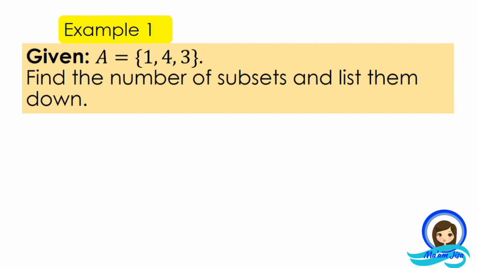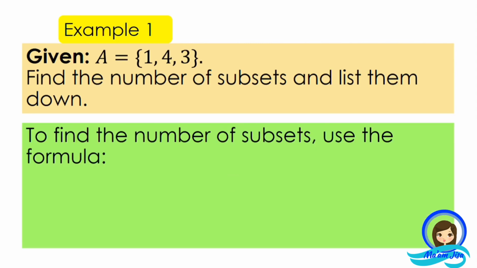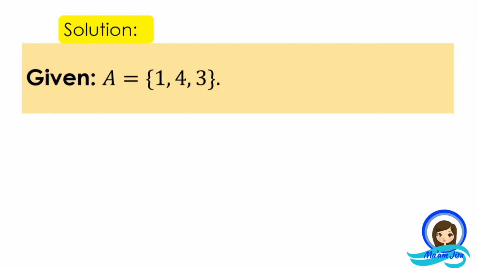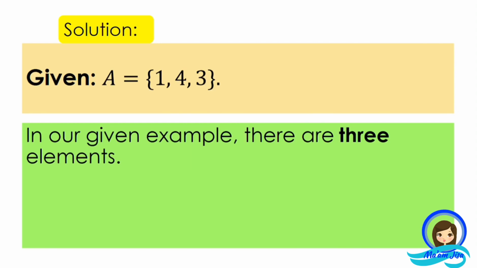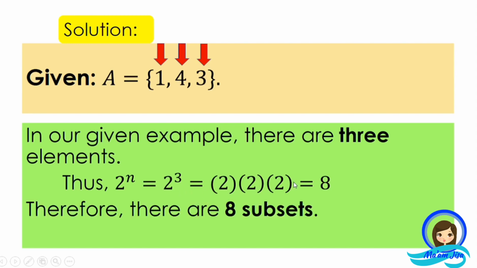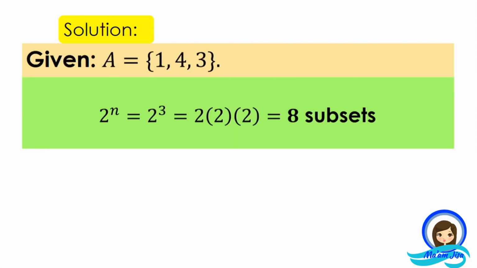To find the number of subsets, we use the formula 2 to the power of n, where n refers to the number of elements in a given set. So in our example, how many elements are there? That is right, there are 3 elements. We have the elements 1, 4, and 3. Substituting the number of elements to our formula, we have 2 to the power of n, and n here is 3. So 2 to the power of 3 is 2 times 2 times 2. We multiply 2 three times. Therefore, there are 8 subsets. We are done with the identification of the number of subsets.